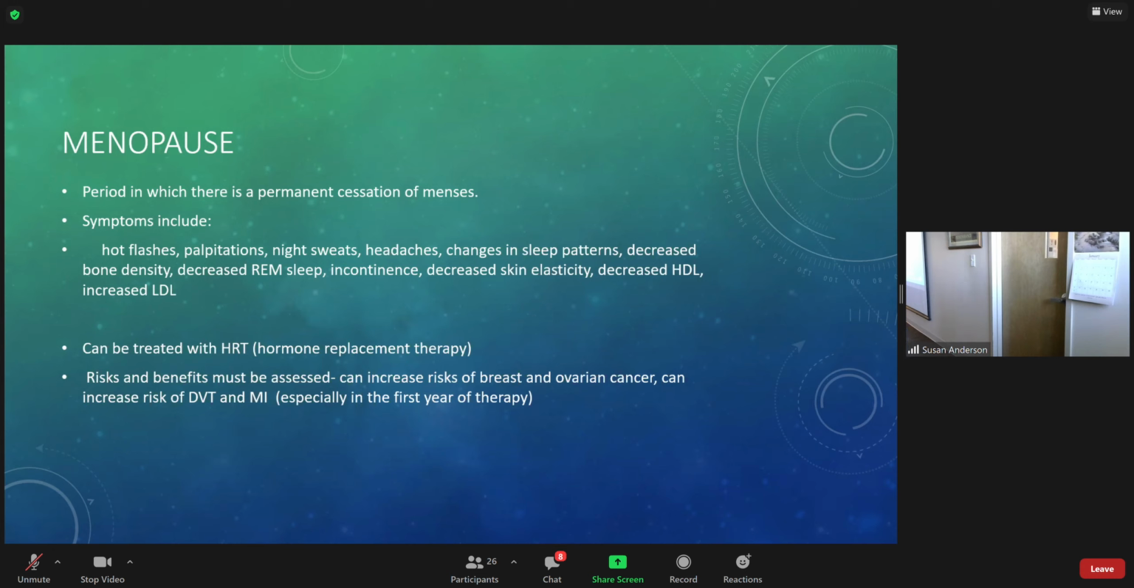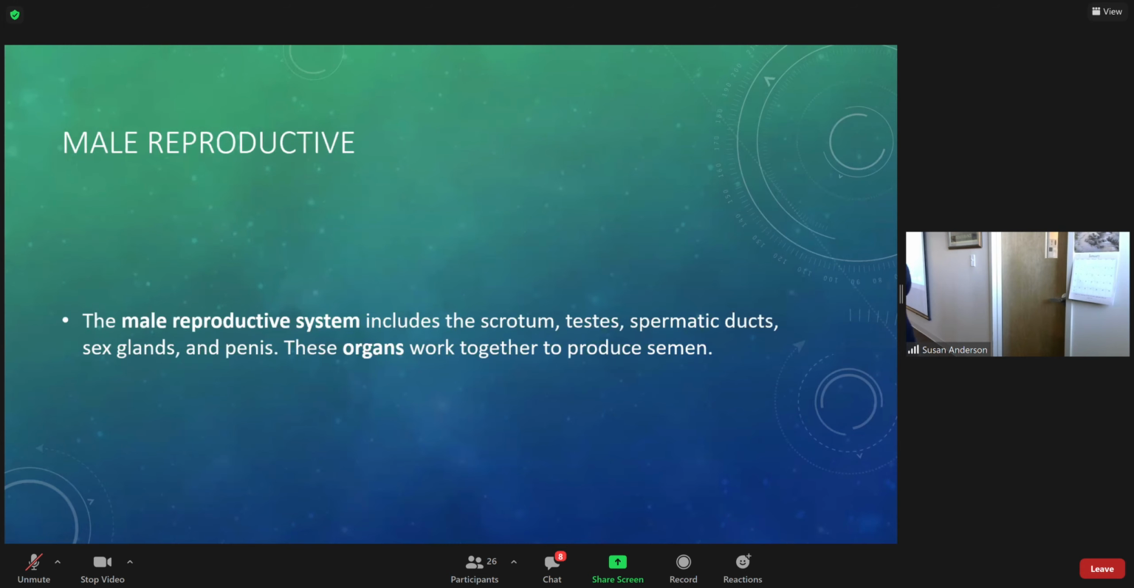It's a prescription, typically. Now, are there over-the-counter medications that treat menopausal symptoms? Yes, there are. But if somebody has ordered HRT, that means that they're getting a prescription hormone replacement therapy because they have gone into menopause. So we're trying to treat those symptoms. Increase your risk of DVT and MI, especially in the first year. So again, you're weighing the risks and the benefits of hormone medications.